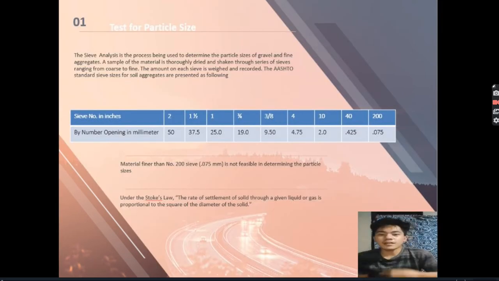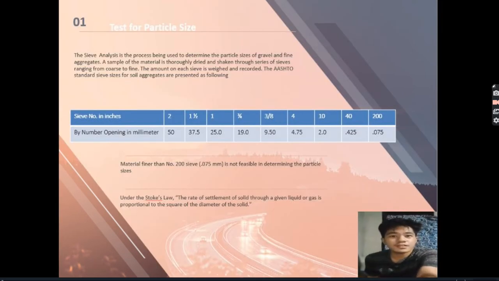The sieve analysis is the process used to determine the particle sizes of gravel and fine aggregates. A sample of the material is thoroughly dried and shaken through a series of sieves ranging from coarse to fine. The amount on each sieve is weighed and recorded.